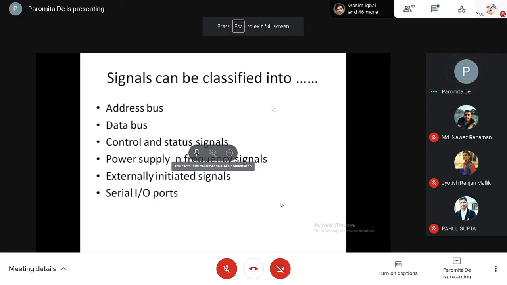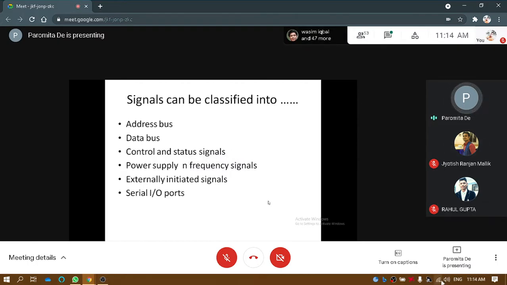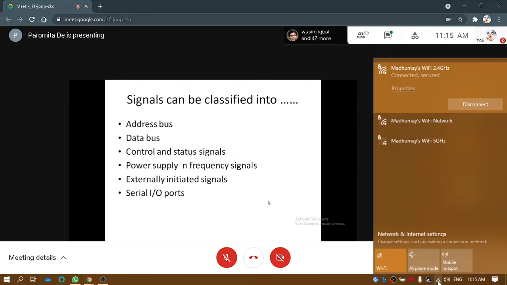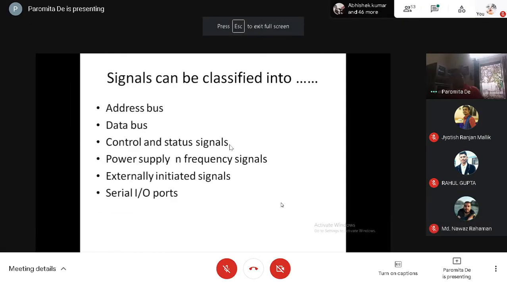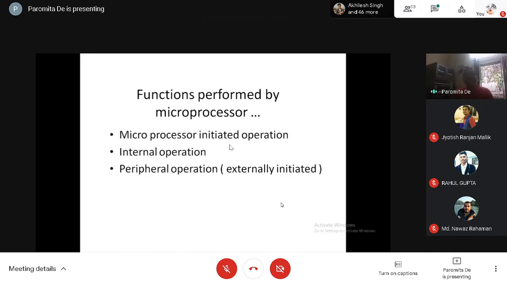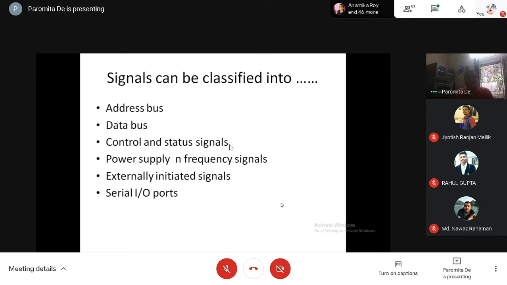The signals in the 8085 can be classified into the address bus, the data bus, control and status signals, the power supply and frequency signals, externally initiated signals, and serial input-output ports. Whatever signals are needed for the microprocessor initiated operation, internal operation, and peripheral operation are available among those 40 pins. There are 16 address lines and 8 data lines in those 40 pins.